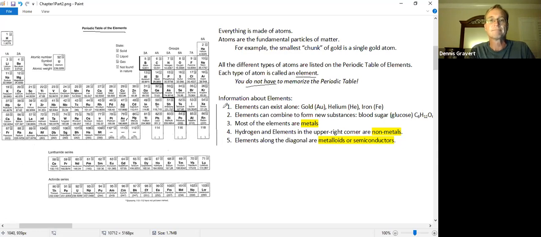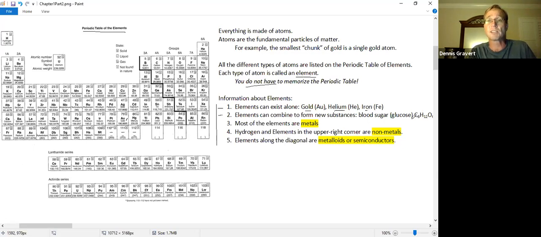First of all, elements can exist by themselves to form materials. We talked about gold already and helium. Iron, yeah. So if you have a whole bunch of iron atoms stuck together, you would know that as a block of iron or maybe an iron nail. Okay, so if you just have one type of atom, a bunch of those atoms all stuck together, that makes one type of material. But you can also mix and match, right?